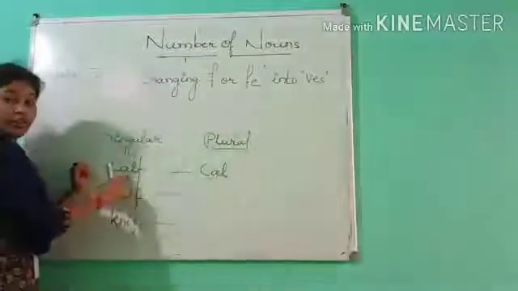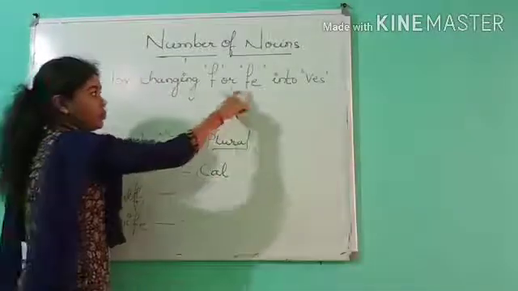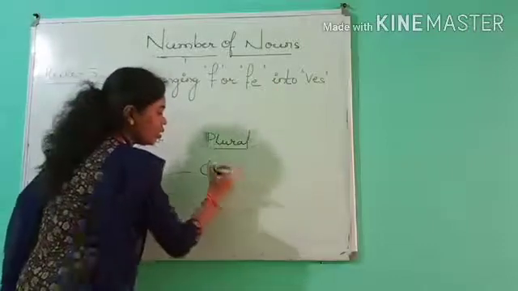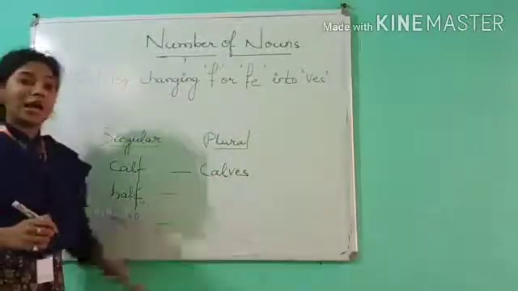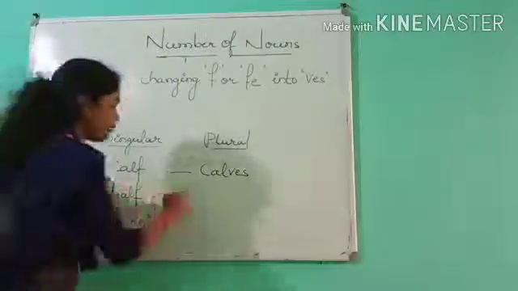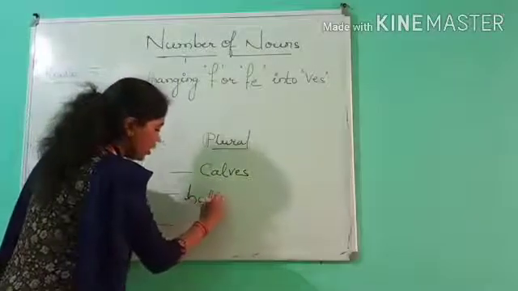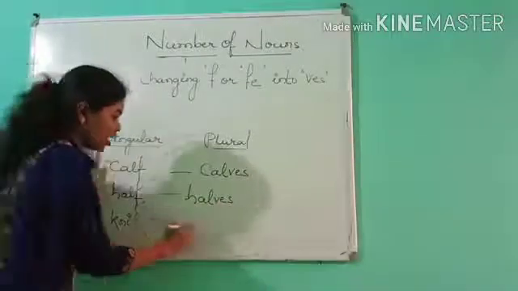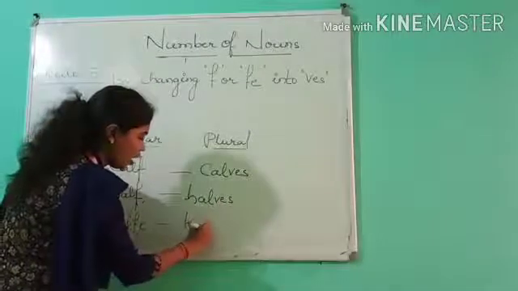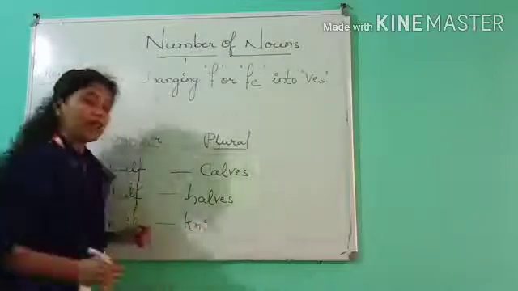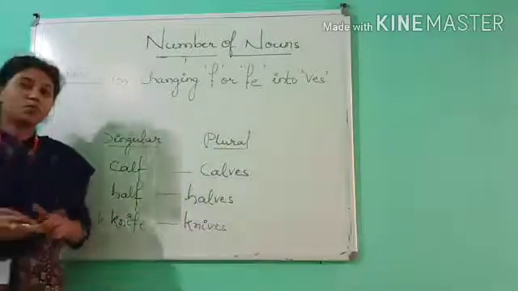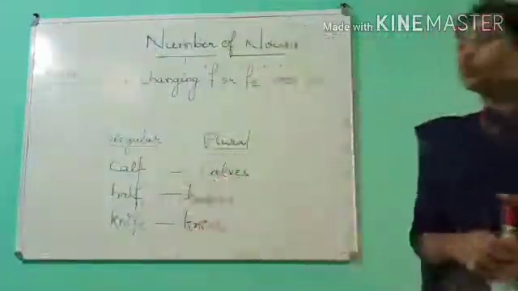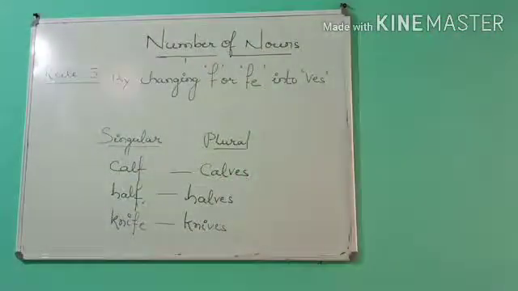Calf, we need to remove the F, or instead of FE or F, we need to add VES. So we need to add here VES, that is calves. Now half. Half, again we will do the same rule. It becomes halves. And what about this knife? Again, knives. Isn't it so easy, my dear student? Yes. So write it down in your notebook, this rule number 5.